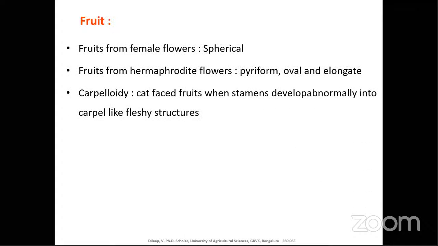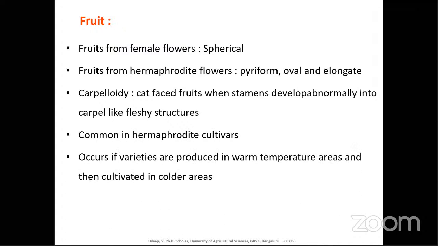So the fruits, as I said, from the female flowers will be spherical in shape, and from the hermaphrodite flowers they are pyriform, oval, or also elongate. And carpellody is one of the important things particular to the papaya. So what is carpellody? That is misshapen fruits, usually cat-faced fruits, when the stamens develop abnormally into carpel-like fleshy structures. It is one of the malformations. So carpellody, you have to remember, means cat-faced fruits, misshapen fruits.